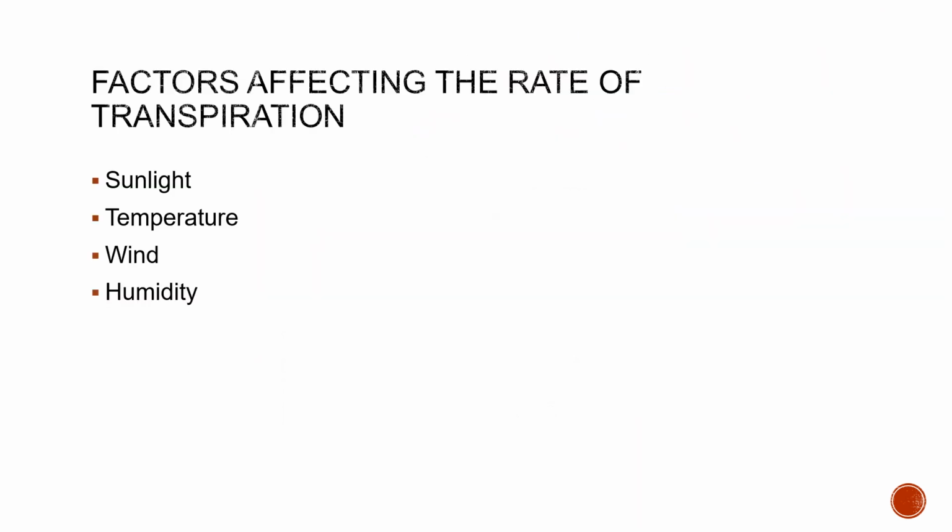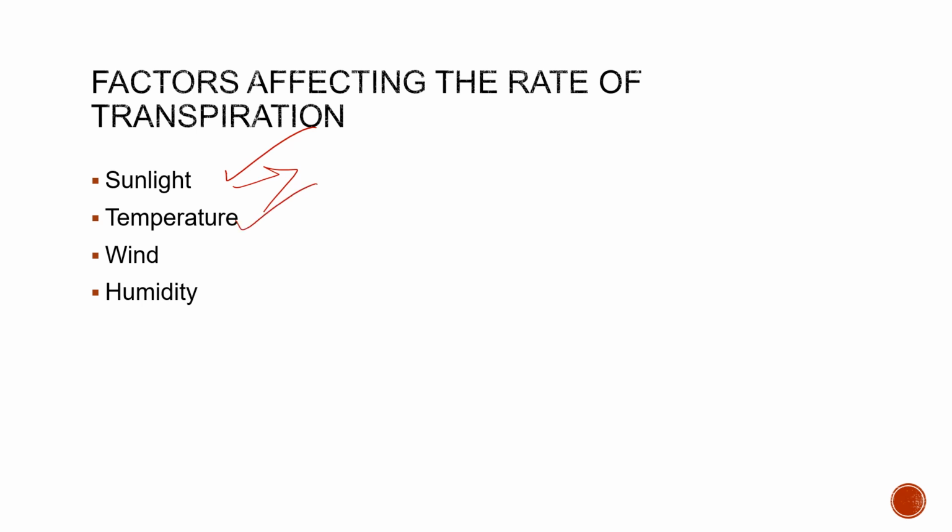Now, what are the major factors which are affecting the transpiration? First we should concentrate on sunlight. The rate of transpiration is highest on a sunny day. The stomata are open, and the stomata remain closed at night, so no transpiration takes place at night. The more the sunlight, the more the transpiration rate. At night the stomata are always closed.